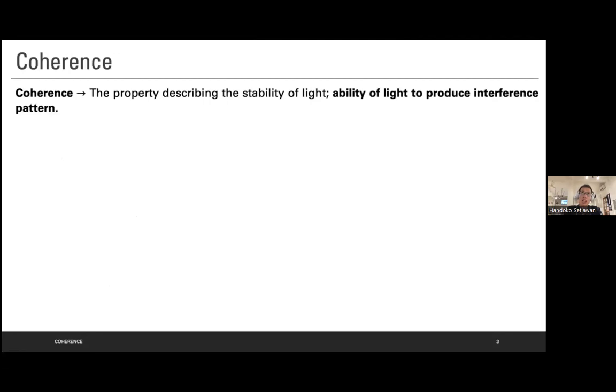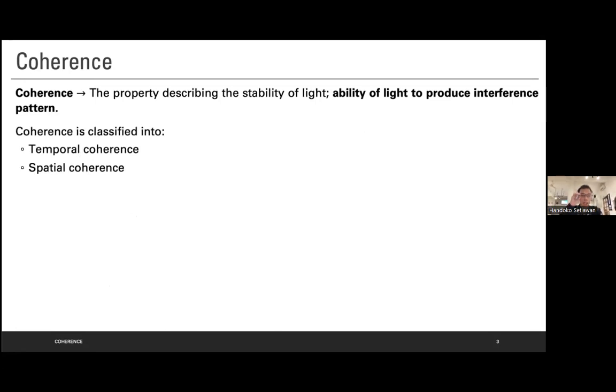Okay, so the formal definition of coherence itself is basically the property that describes the stability of light, or others can also say that it is the ability of light to produce the interference pattern here. So we can say that two lights are coherent when they can produce a good interference pattern.